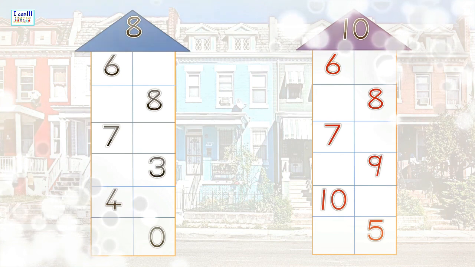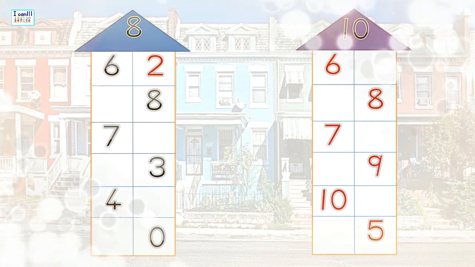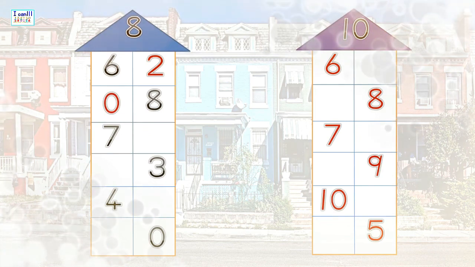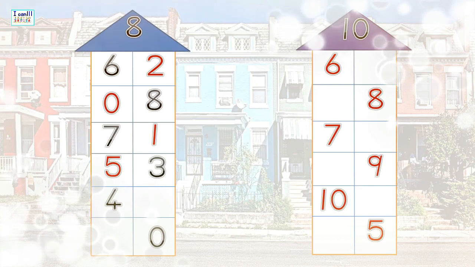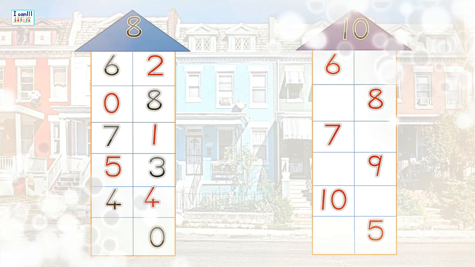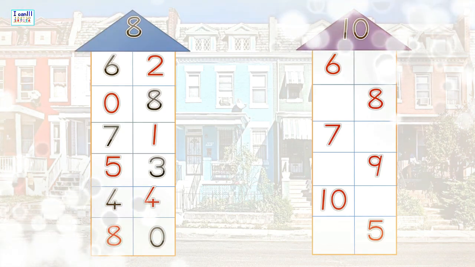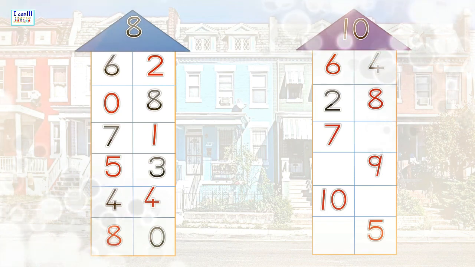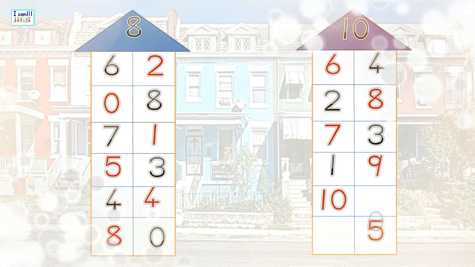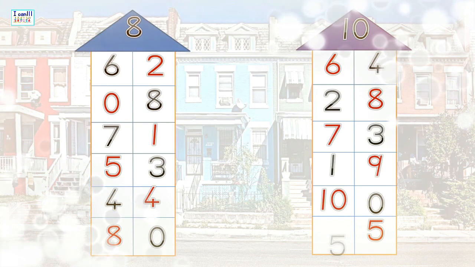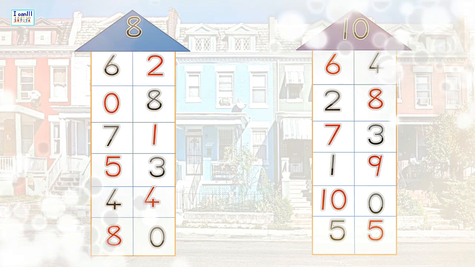Let's try the numbers in the house one last time. Can you help me? Now you know what number combinations are and you will be able to do any addition sum. Let's draw some.